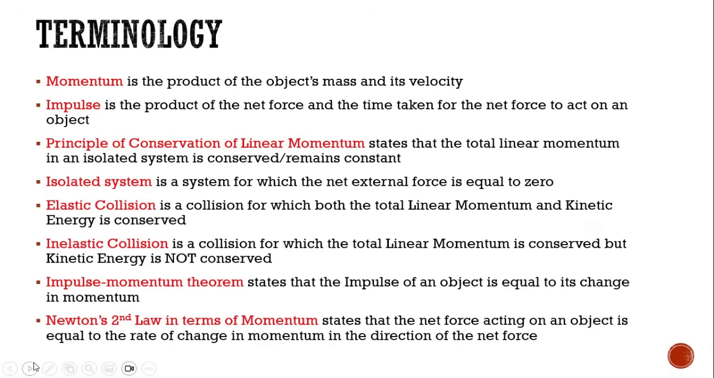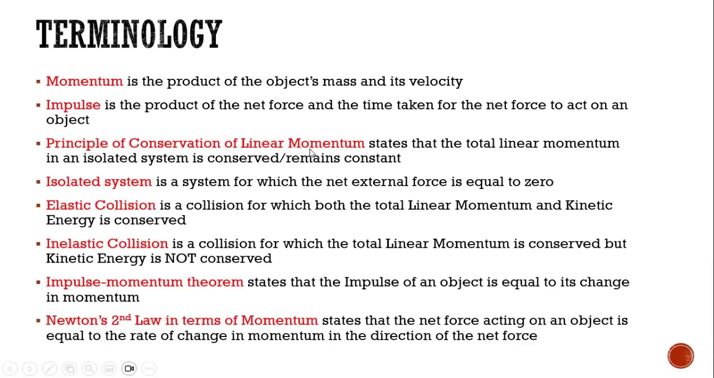We have terminology. The first term that we see there is momentum. It says momentum is the product of the object's mass and its velocity. So this is how you are expected to define this term in your exam, right? Impulse also is the product of the net force and the time taken for the net force to act on the object, right? So make sure that you know these definitions verbatim, the way they are. That's how you should write them.